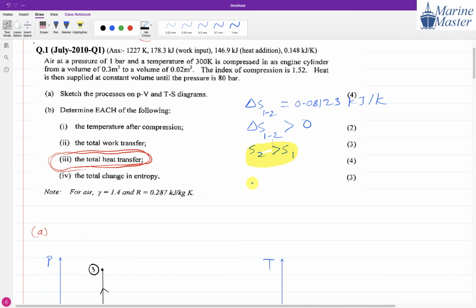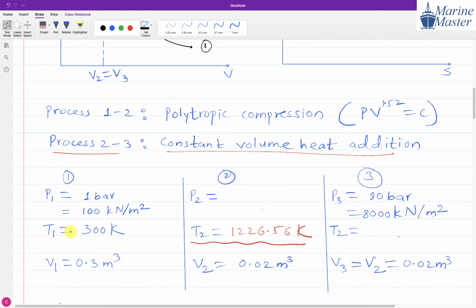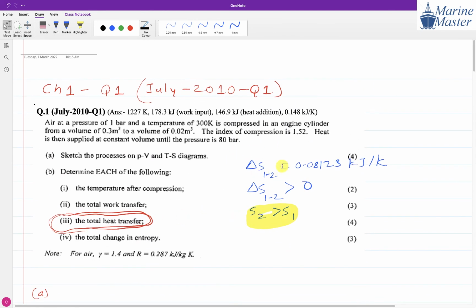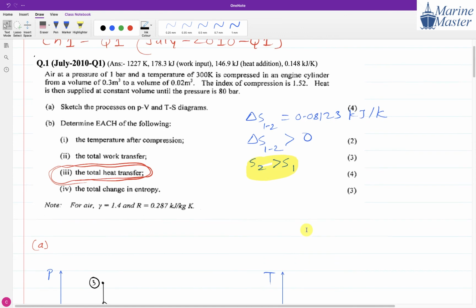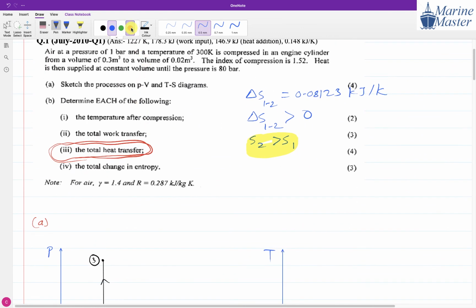Then what about temperature? Temperature of 1 to 2 is also increasing. How do we come to know that? We calculated. Entropy in 1 to 2 is increasing because delta S 1 to 2 is positive, and positive means greater than 0. It means entropy of point 2 is greater than point 1. Temperature is also increasing. So in process 1 to 2, entropy is increasing. We come to know that from here.